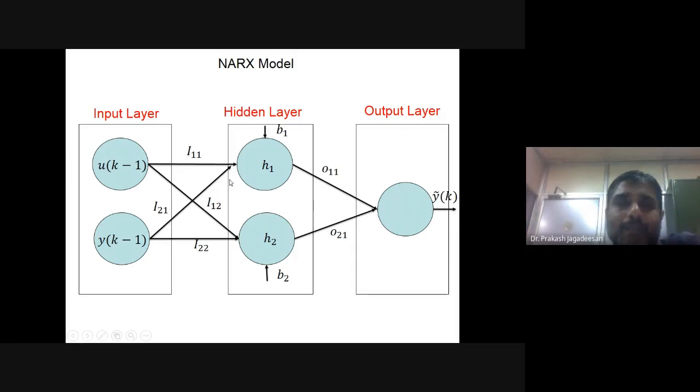They're all interconnected. I11, I21, I12, I22 are the interconnection weights between the input layer and the hidden layer. Similarly, O11 and O21 are the weights for the output layer. So there are totally around 8 parameters: I11, I12, I21, I22, B1, B2, O1, O2, and then you have a bias in the output layer also. So there are around 9 parameters to be estimated.